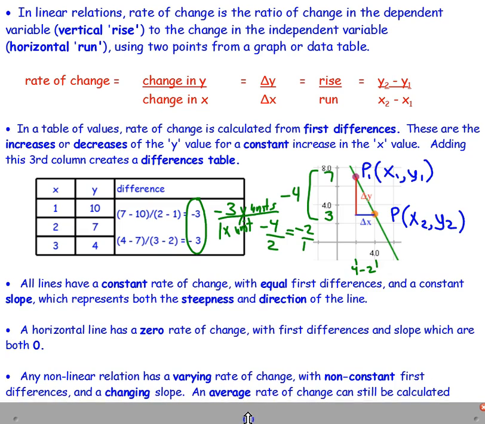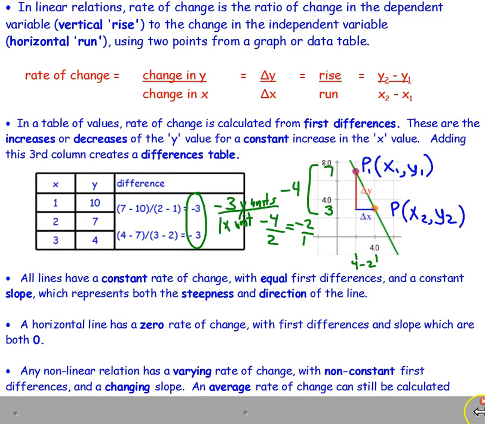When we look into the nonlinear, anything that's not a straight line is described as nonlinear. The rate of change is varying. The first differences will not be constant, and the slope will change. Typically for nonlinear relations, we can analyze the rate of change, but we would call it average more appropriately, because from point to point, the slope is not constant. So neither is the rate of change.